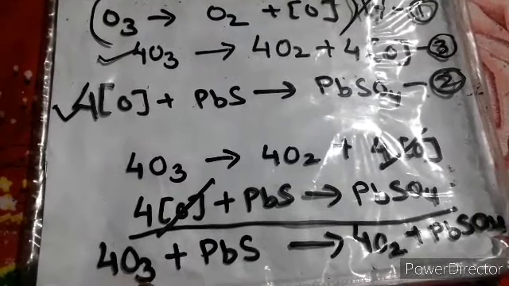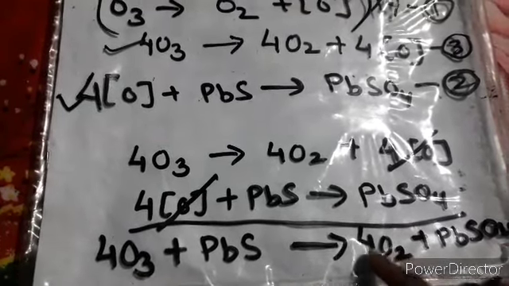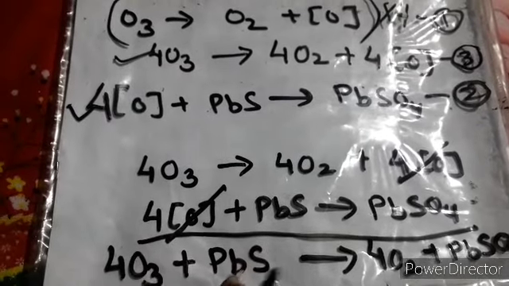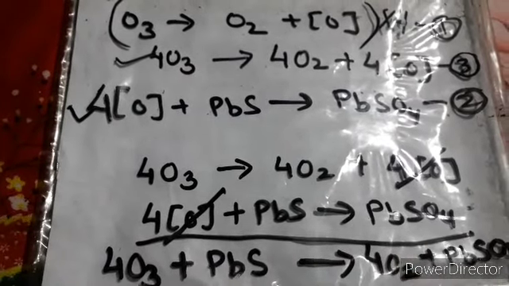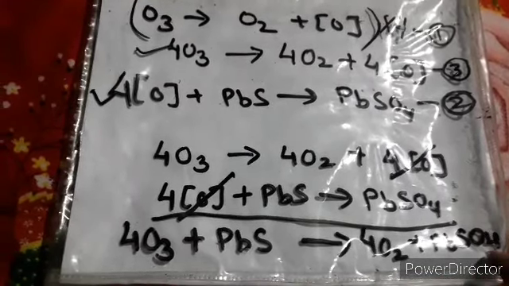Oxygen, total oxygen atoms, how many? Over here in the reactant part there are 12. Over here, 4 times 2 is 8, 8 plus 4 is 12, that is fine. Single Pb, single Pb, single S, single S. So this way you can balance your equation, and this is the partial equation method.